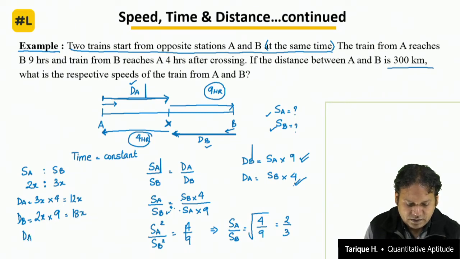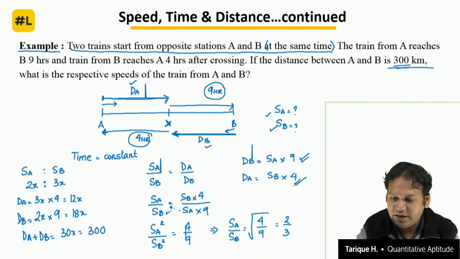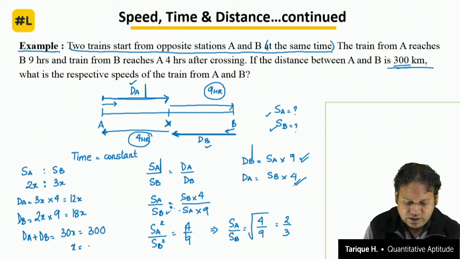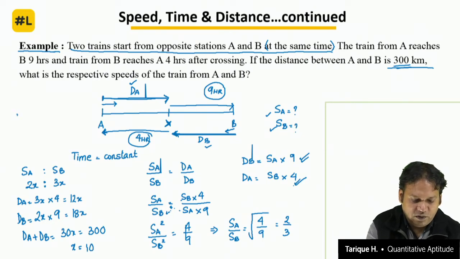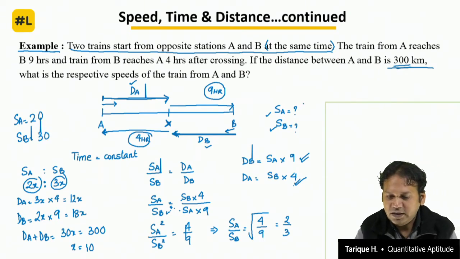dA plus dB is equal to 30x, which is equal to 300, because we know that the total distance is 300, or x is equal to 10. So speed of A is equal to 2x, 20, and speed of B is equal to 3x, that is 30. So we can say here that A is 20 kilometers per hour and B is 30 kilometers per hour. This becomes your answer.